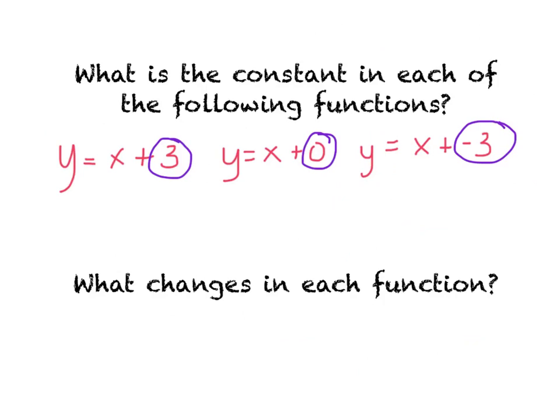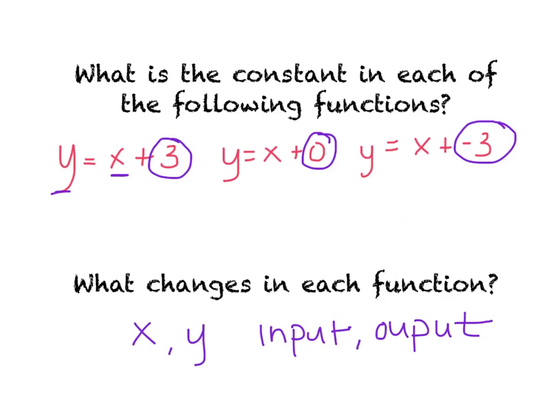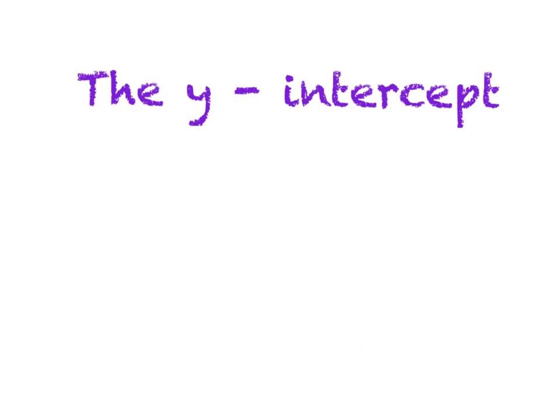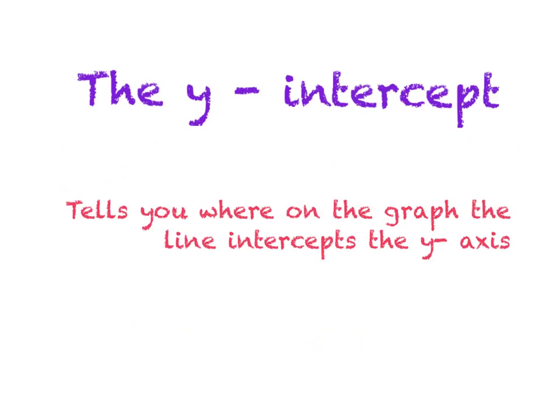What changes in each function? Well, the x and the y, or the input and the output. So those are your variables. They change or vary depending on what number you input. Your y is going to change. So those constants in a linear function are called the y-intercept, because that tells you where on the graph the line intercepts the y-axis.